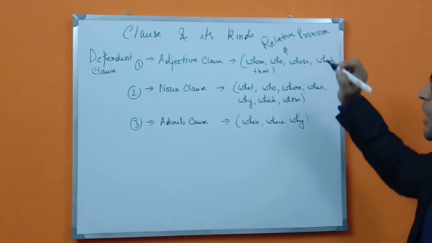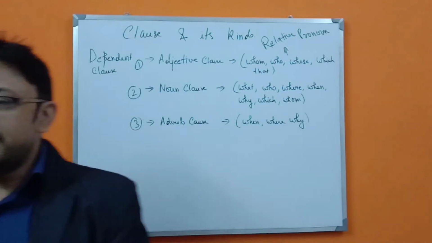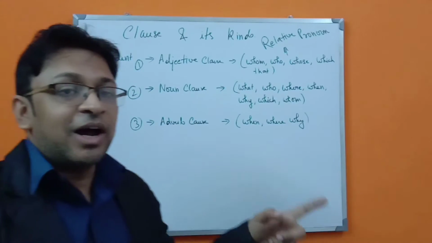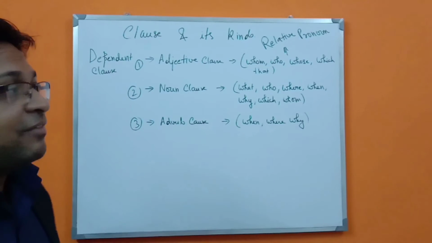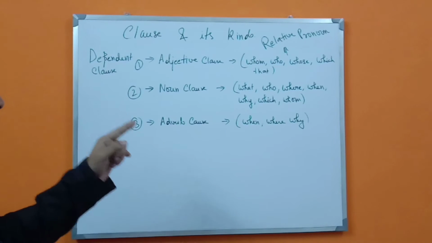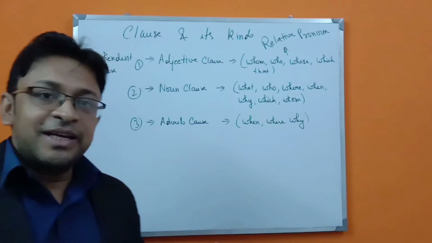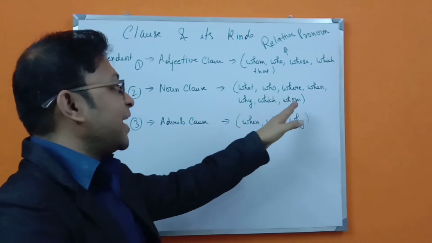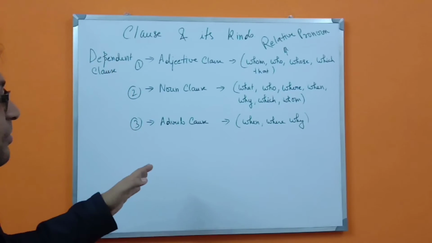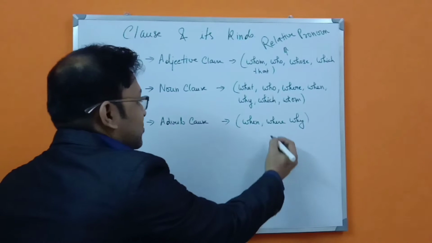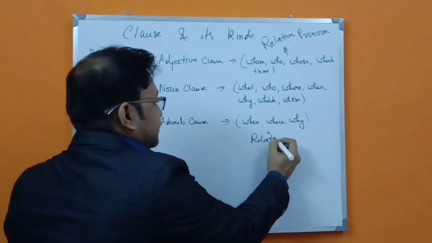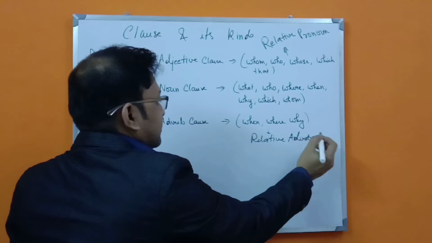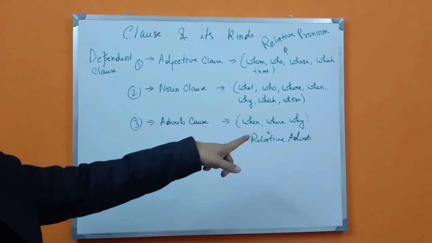They are also called relative pronouns. An adjective clause will always start with a relative pronoun while joining sentences. You have to remember that. Next, noun clause. A noun clause acts as a noun. It gives the meaning of a noun, and it uses what, who, where, when, why, which, whom while joining sentences. An adverb clause uses when, where, why. These are also called relative adverbs. So you have to remember these things. Note them down. It will help you.